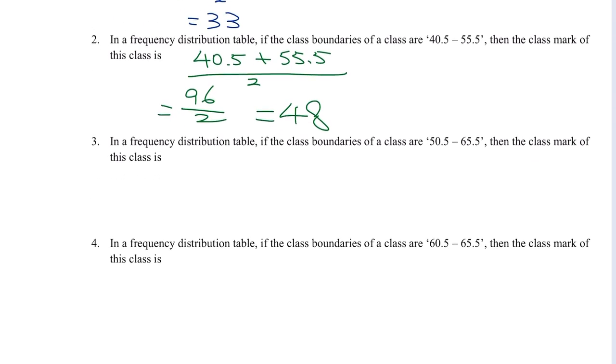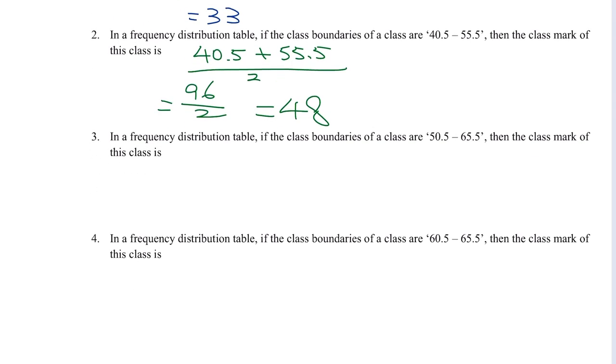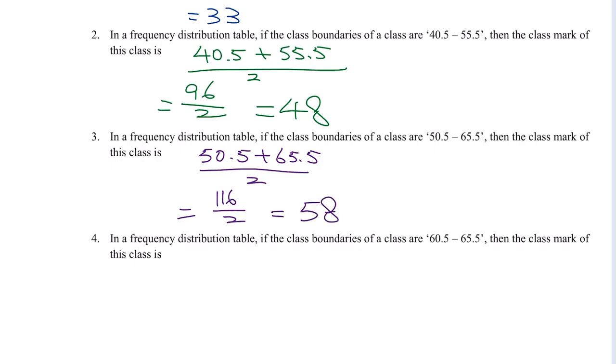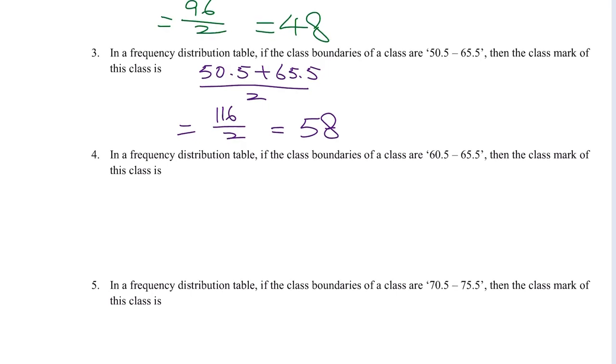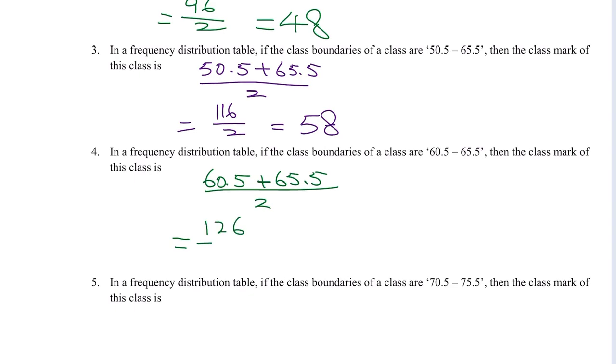Then let's just continue. Class boundary is given, and then you need to find the class mark again. So the first one plus the last one divided by 2, and you get your answer. So you will have 50.5 plus 65.5, which is 116. 116 divided by 2 is 58, and that's your answer, 58. Let's continue. The first one plus the last one divided by 2. You have 126 divided by 2, which is 63.